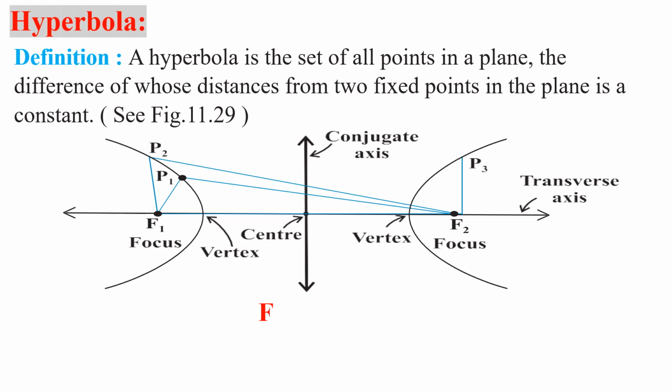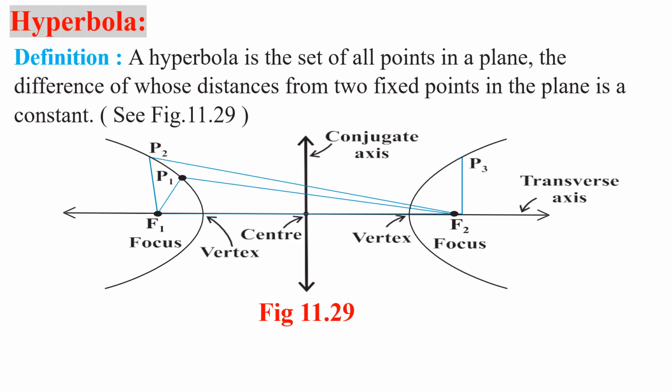Now, observe this figure 11.29. Okay, my children. In this hyperbola, in this figure, F1 and F2 are two fixed points in the plane. Okay, my children. And let us consider this is P1, this is P2, and this is P3. These are the points in the plane such that the difference of whose distances from these two fixed points F1 and F2 is constant. Understood this point, my children?